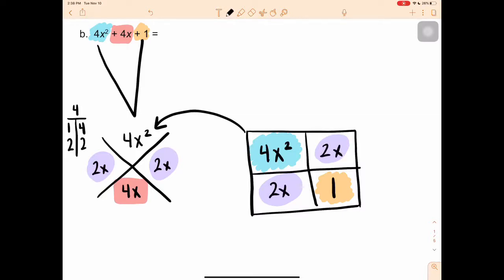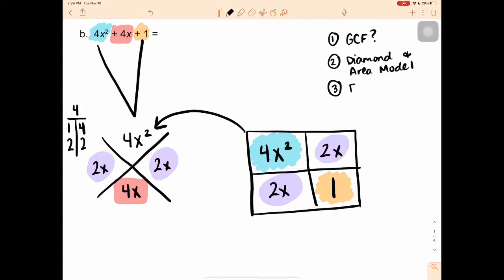I guess I should have mentioned as well, if you notice here, we have a 4 in the front of the x squared. I should have checked to make sure that 4 is not a GCF of this entire equation here. So your first step is always to see, is there a GCF? If there is, then you have to make sure to factor that out before you go through the method of factoring. Okay, so then the second step would be the diamond problem, or I'll just leave it as diamond and area model. Those are the things you need to do. And now we're at the step. Now that those two things are done, we're going to factor.